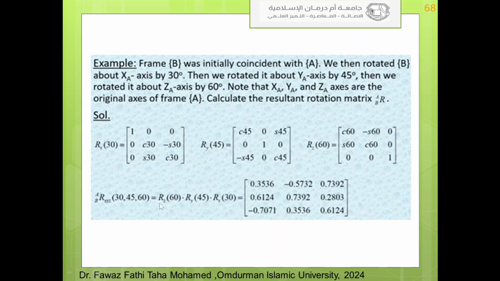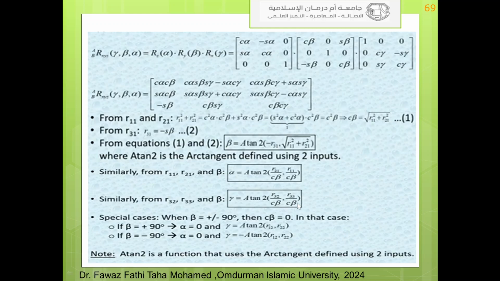So we make a pre-multiplication: the first rotation Rx pre-multiplied by Ry, pre-multiplied by Rz. Please check these calculations.